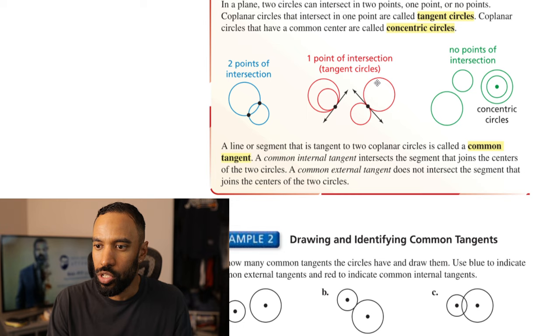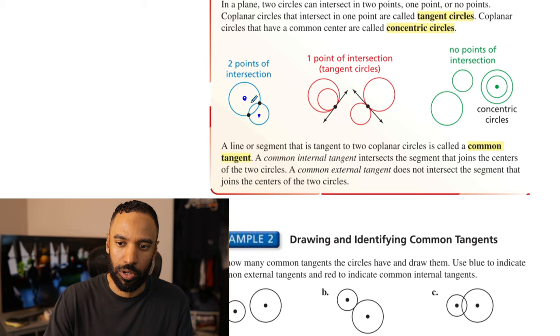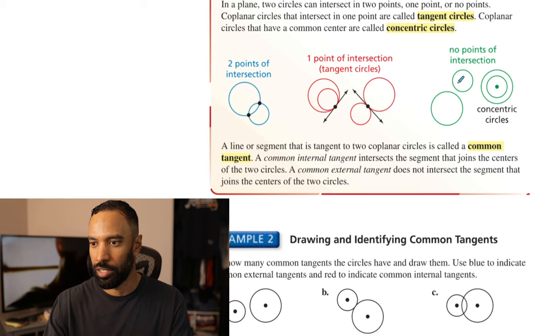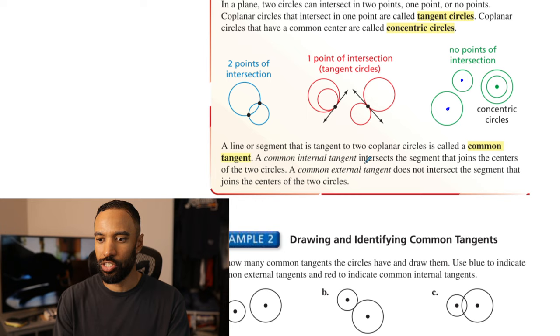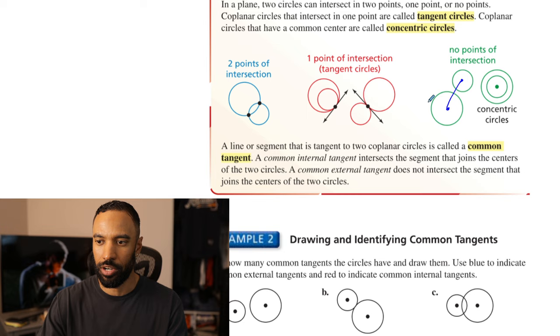So if I have two circles, like here, and I have a segment that joins them, I draw a tangent line that goes through between these two, boom, like that, it hits tangentially here and here, that's called an internal tangent. Whereas a common external tangent doesn't intersect the segment that joins the two circles. So here's an example of an external tangent hitting boom, boom right here, but never intersects with that one.